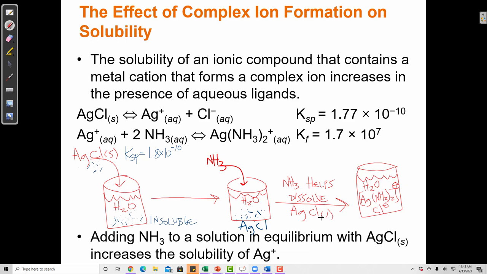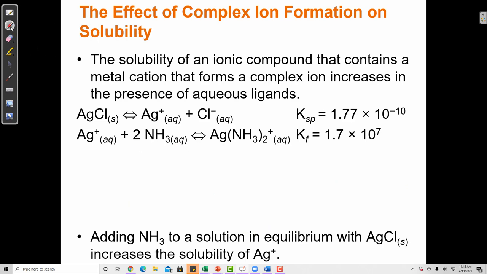So we can show that mathematically too. Now, if we look at these two equations, now we know what's happening. I put this stuff in there, it's insoluble, but it really, really likes ammonia. So if I add ammonia, it's actually going to help the whole thing dissolve. So how are we going to solve this problem a little bit more quantitatively?